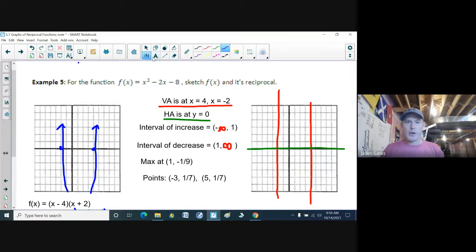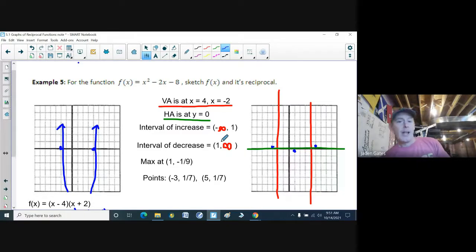All right, so now to graph it. Points. We have a max at 1, -9, so move over to 1, -1/9. Again, it's just a sketch, somewhere in there. I have other points here: -3, 1/7, right in there. And then I've got 5, 1/7. Okay, there we go. So just having those points there is telling us what sides of those asymptotes we're looking at.